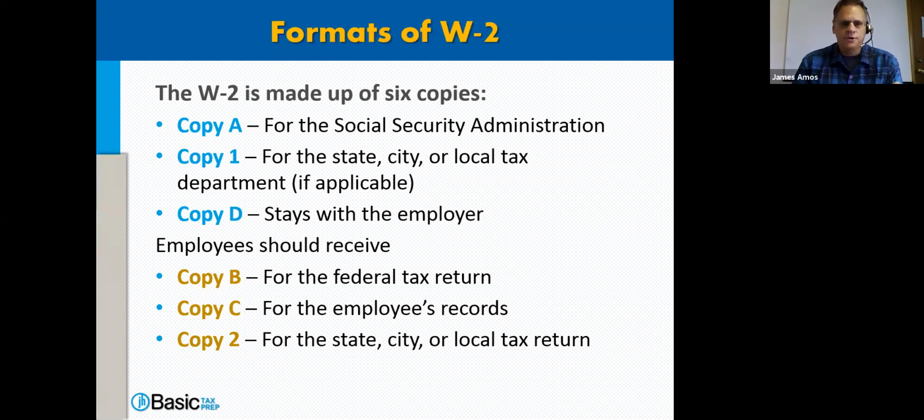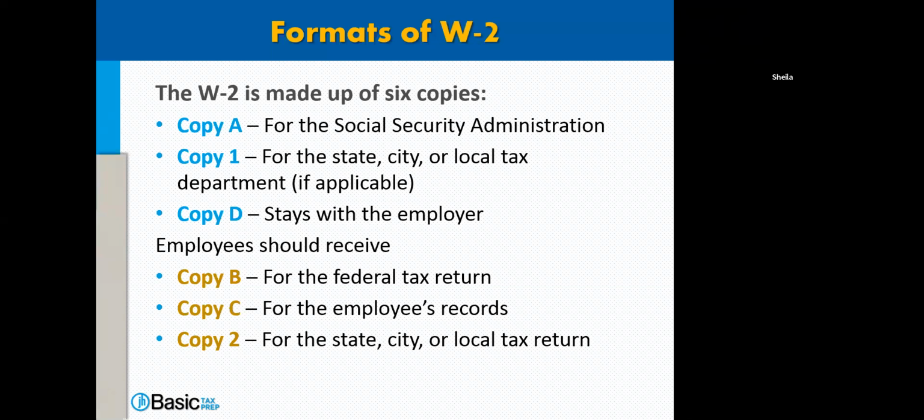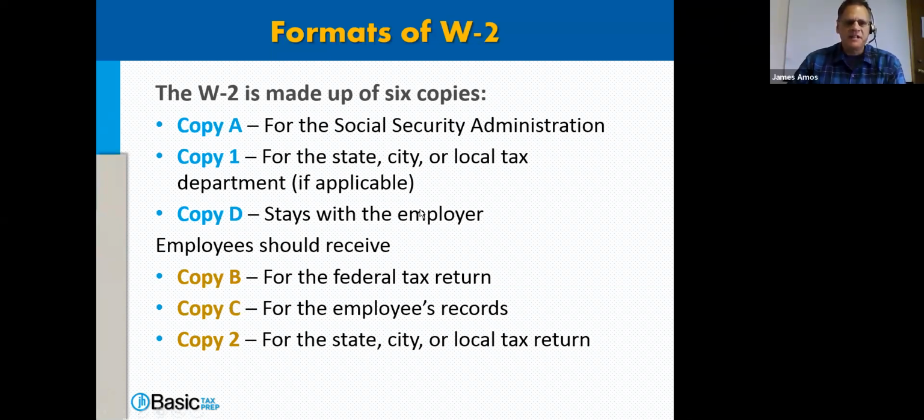Copy A is for the Social Security Administration. Copy 1 is for the city, state, and local tax department. And then copy D is in Delta. It stays with the employer. So those are the first 3. Should your employee, in other words, your client, should your client ever have a copy of copy A, 1, or D? No, because D is supposed to stay with the employer, and the other ones are supposed to go to some government.